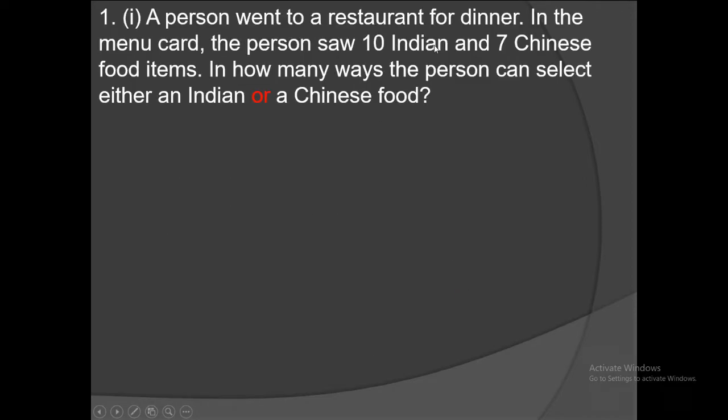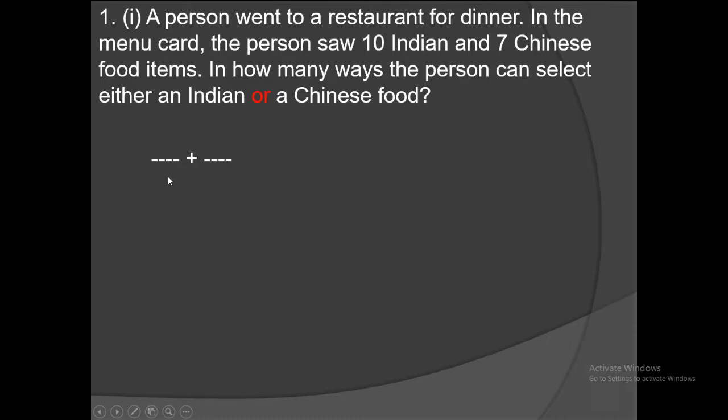The first sum: a person went to a restaurant for dinner. In the menu card, the person saw 10 Indian and 7 Chinese food items. In how many ways can the person select either an Indian or a Chinese food? Okay. So OR, keep that in mind. He is going to eat either an Indian food or a Chinese food. So we can have 2 places first of all. OR, so I have put plus.